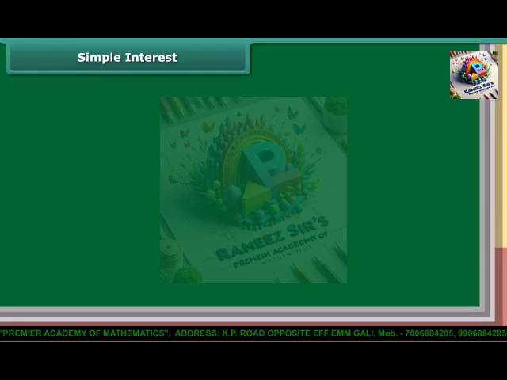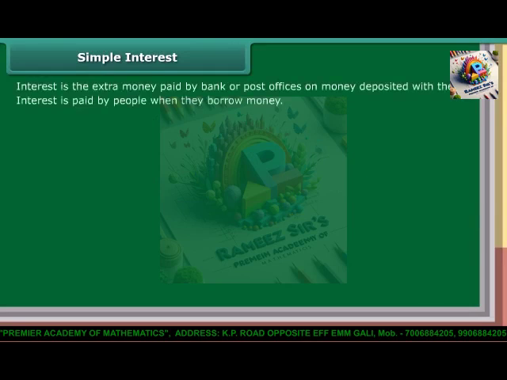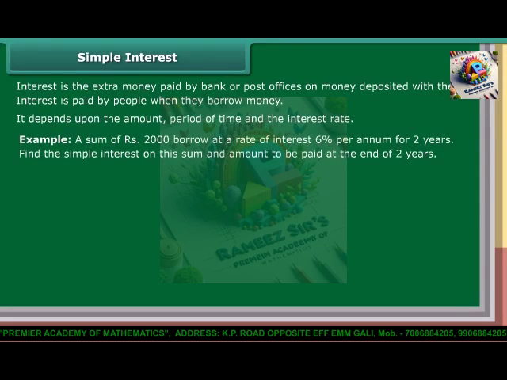Simple interest. Interest is the extra money paid by a bank or post office on money deposited with them. Interest is paid by people when they borrow money. It depends upon the amount, period of time, and the interest rate. Example. A sum of rupees 2000 is borrowed at a rate of interest of 6% per annum for 2 years. Find the simple interest on this sum and the amount to be paid at the end of 2 years.